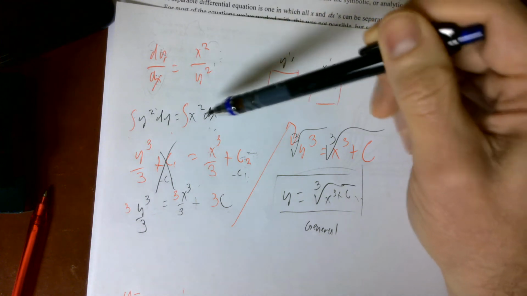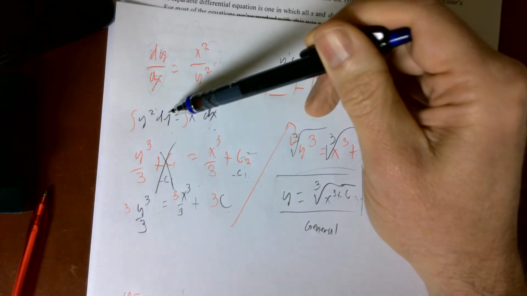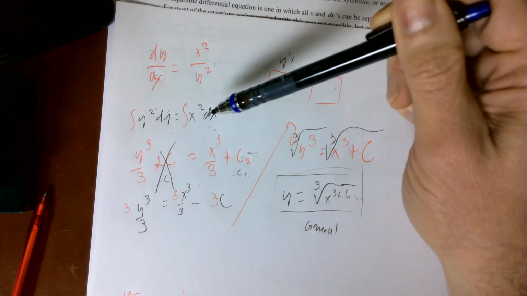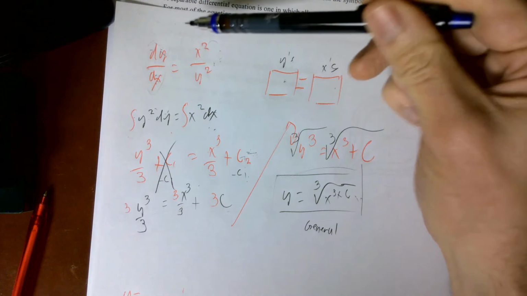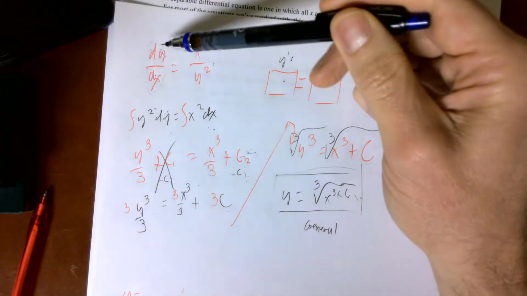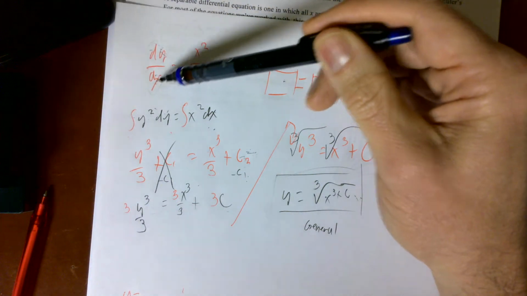I mean, you can have fractions, but the dy is always going to be on the left and the dx is always going to be on the right, because every single problem I give you, or the AP exam gives you, is going to be dy/dx equals this.